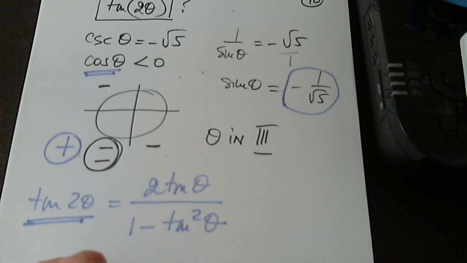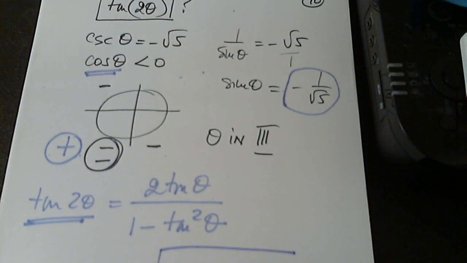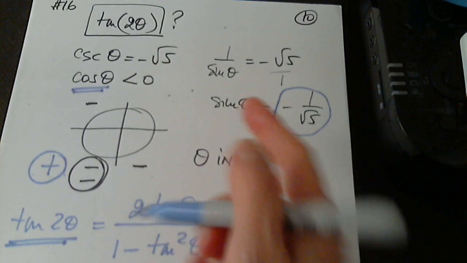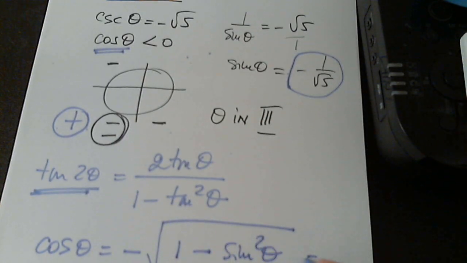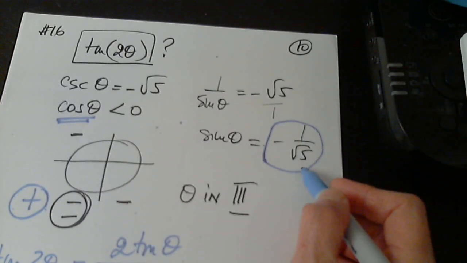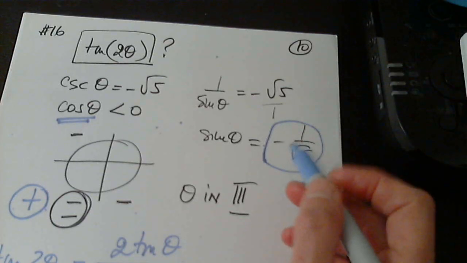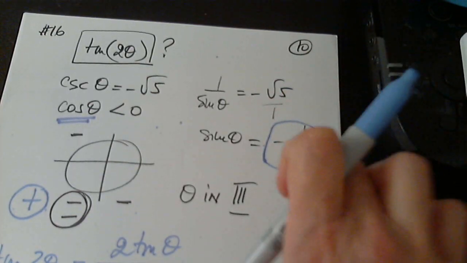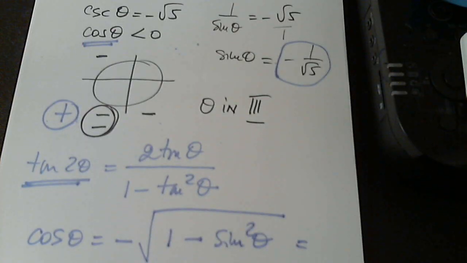So let's find cosine theta, which is negative. It has to be negative. The square root of 1 minus sine squared. I'm going to write it as sine squared first. So you remember the identity, 1 minus this squared is 1/5. So remember, we are squaring a negative number. The answer has to be positive. The numerator squared is 1. The denominator squared is 5. So 5 minus 1 is 4. Negative 2 divided by the square root of 5. I'm going to leave it alone for a moment.